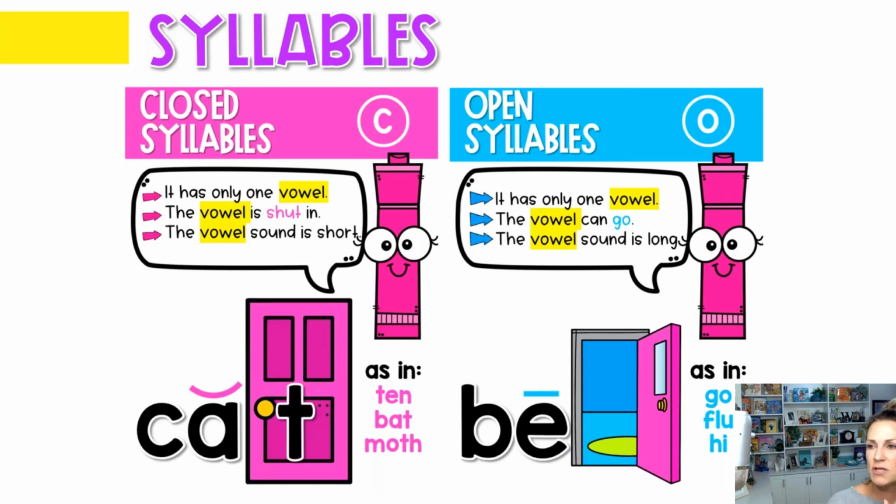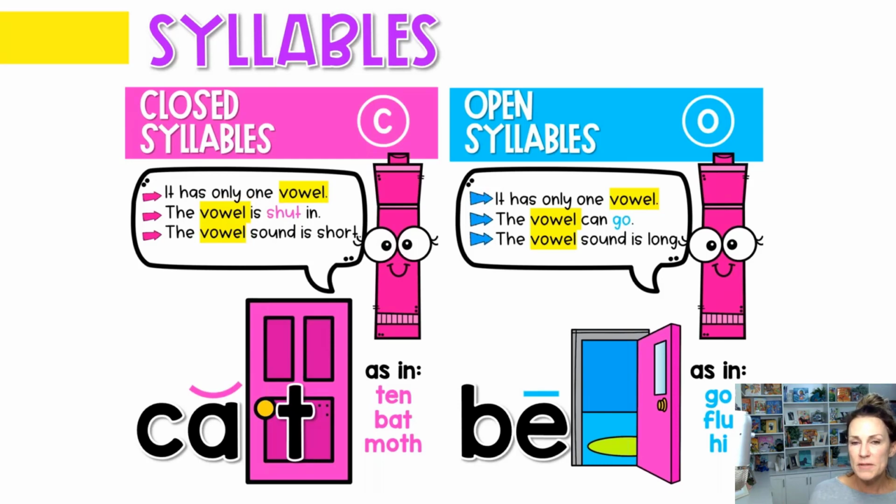The vowel sound is short. The example here is cat. After the vowel, there is a consonant, so that vowel is closed in, shut in, or shut the door. And we can see that again and again with words like ten and bat and moth. Once they understand a closed syllable means that vowel is going to make a short vowel, it's very, very helpful for them, right? You can imagine.